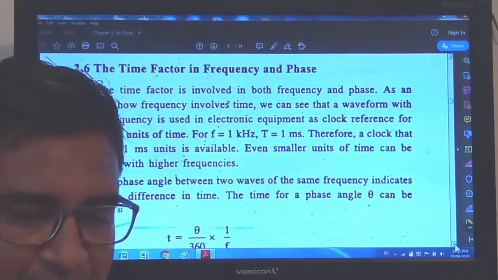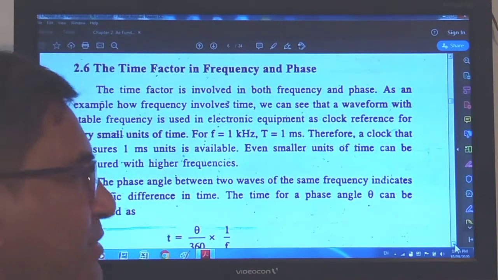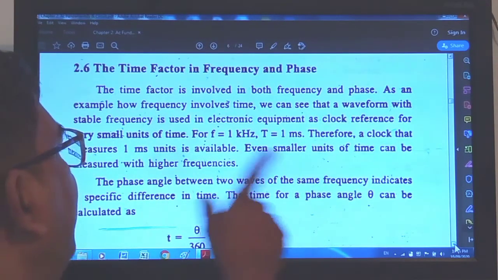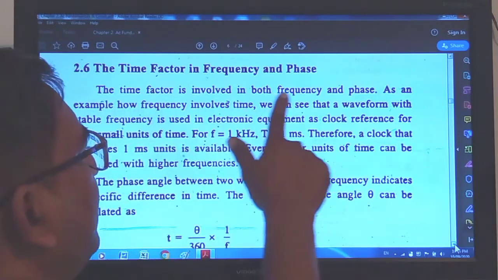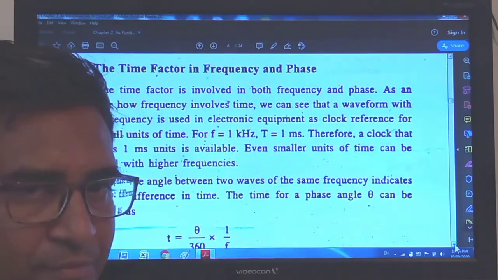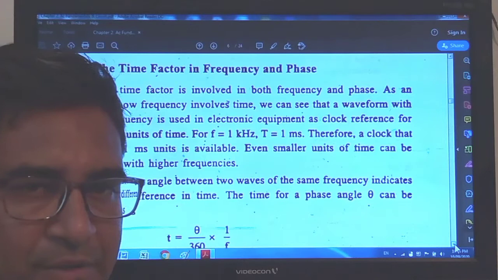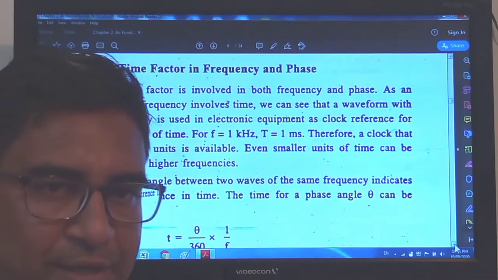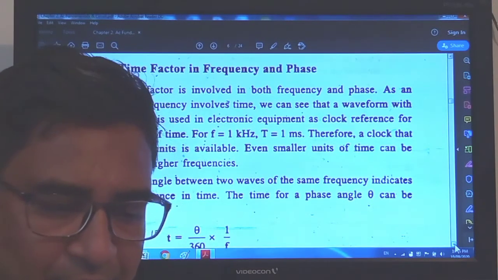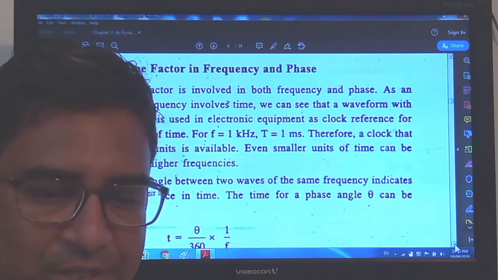Then comes the time factor in the frequency. Only the definition you have to keep in your mind is that the time factor is involved in both the frequencies and the phases. Firstly, it is very important to know what the phase is and what the frequency is. The time factor involves both the frequency and the phases.